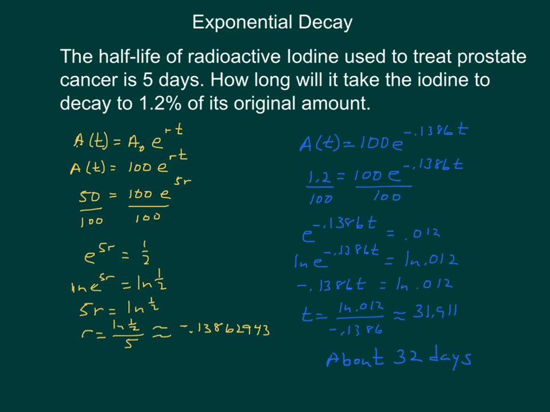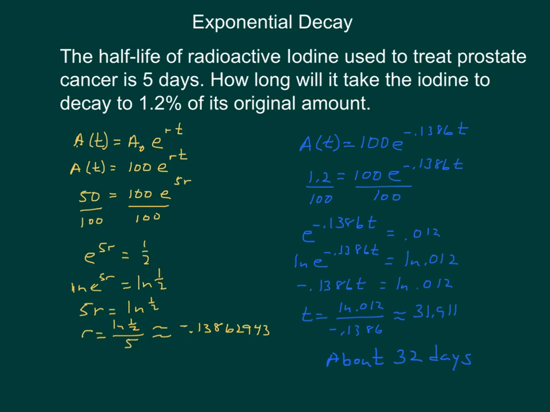Now let's take a look at an exponential decay, and we'll use the idea of a half-life problem on this one. The half-life of radioactive iodine used to treat prostate cancer is 5 days. How long will it take the iodine to decay to 1.2% of the original amount?